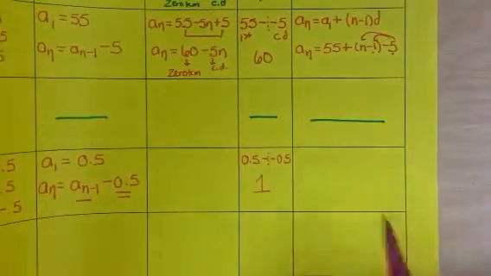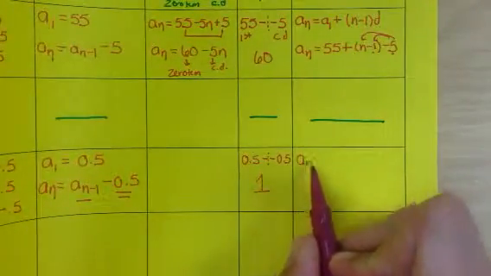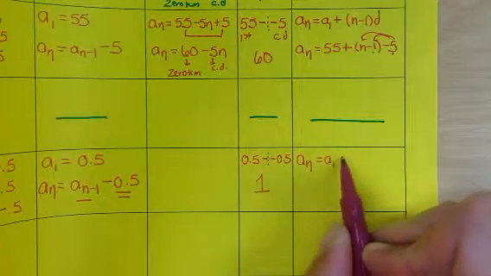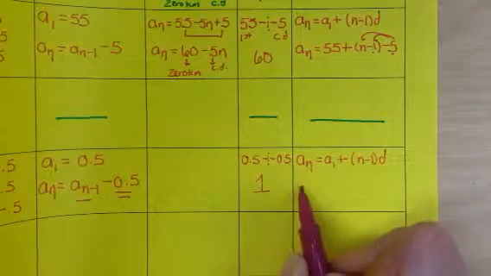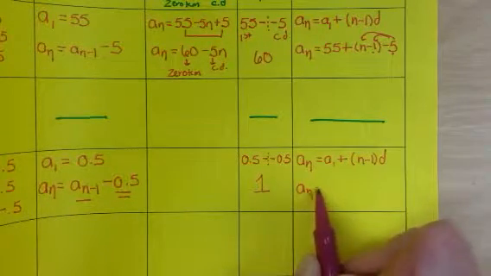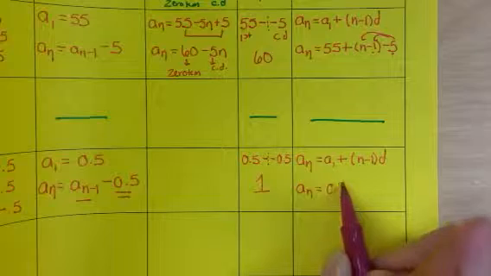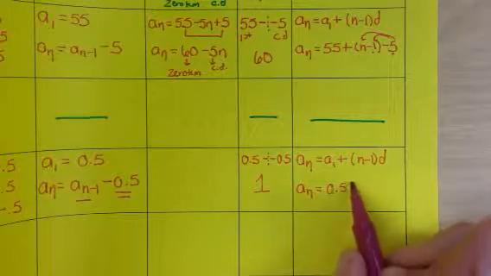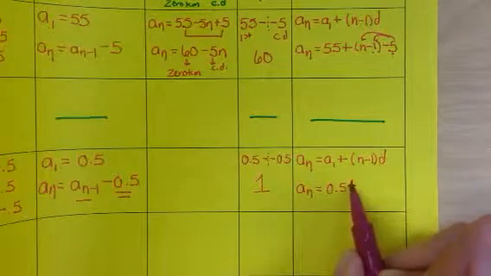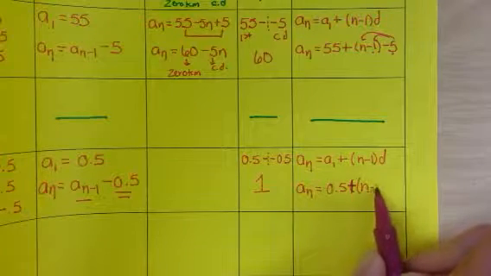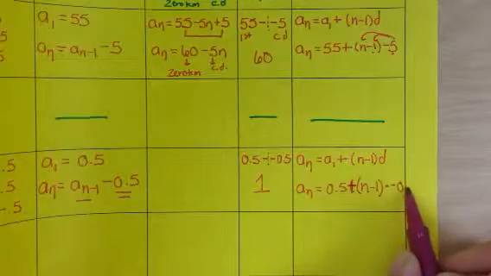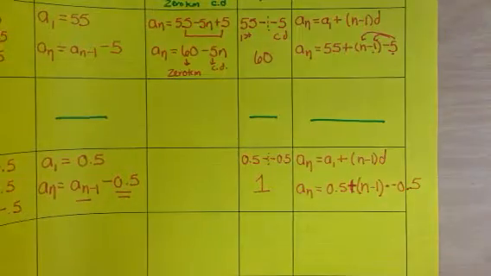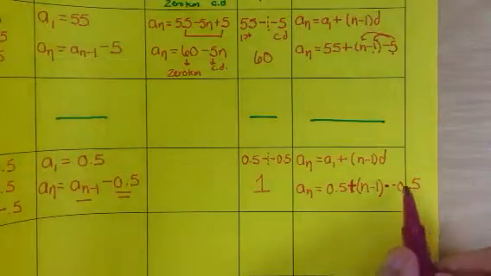Let's look at our explicit. So a sub n equals a sub 1 plus, in parentheses, n minus 1 times d. So a sub n equals 0.5, because that's my first term in my sequence, plus, in parentheses, n minus 1 times my common difference, which is negative 0.5. So that's our multiplication. So now let's find the simplified version of that.